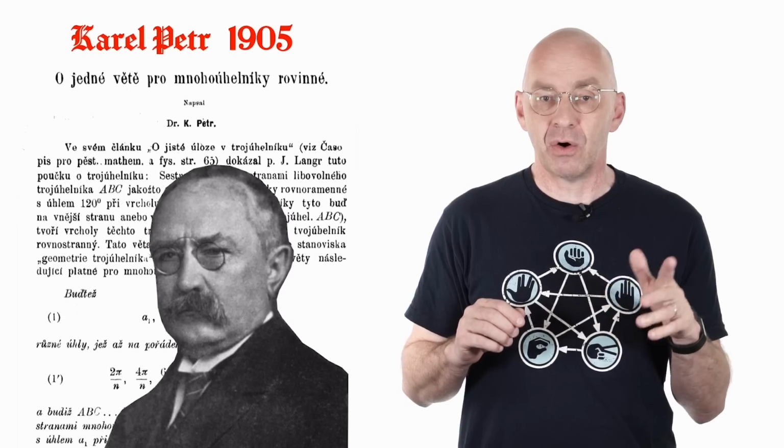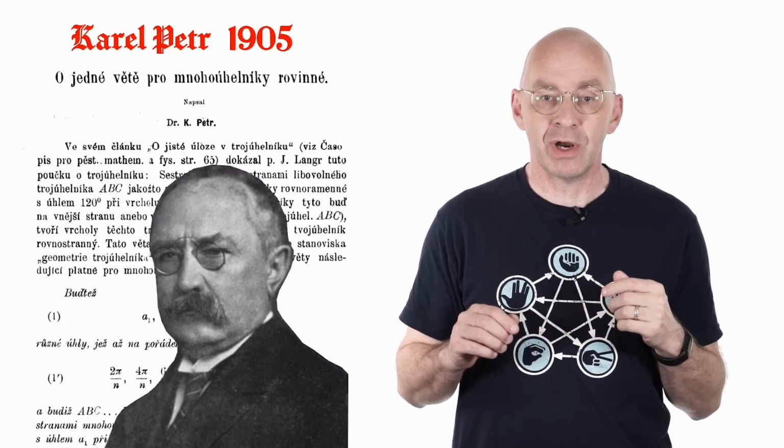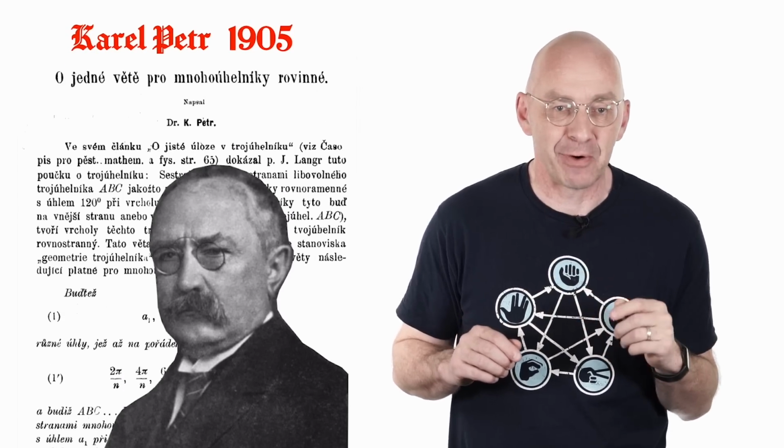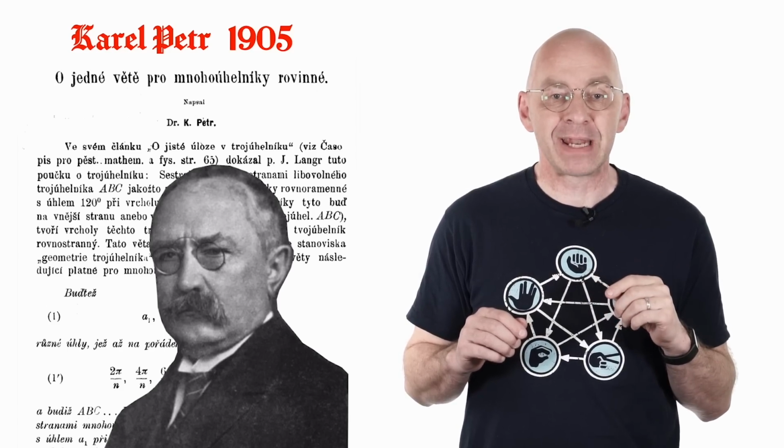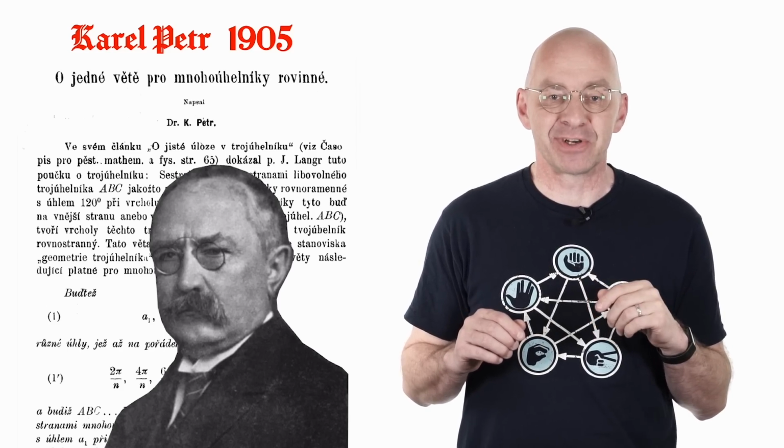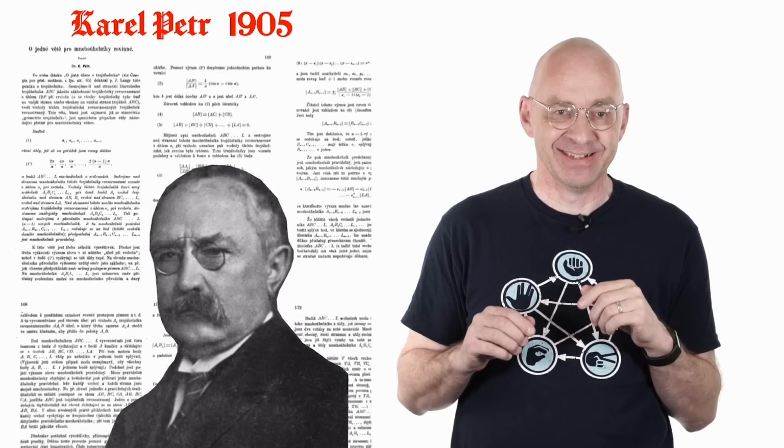The discovery of the full-blown miracle is due to the Czech mathematician Karel Petr, who reported on it in a paper published in 1905. O jedne vete pro mnohouhelníky roviny. I probably butchered that one. Anyway, it translates to on a theorem for plane polygons. How's that for an anti-clickbait title?